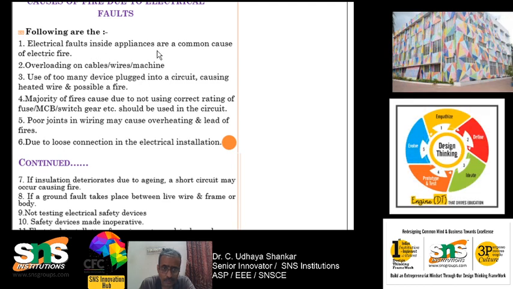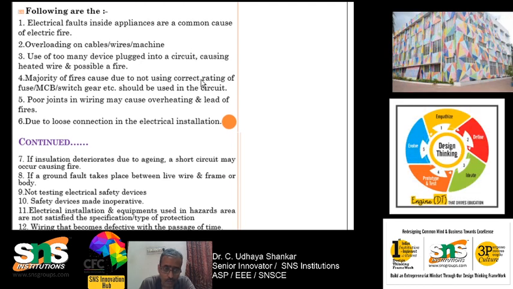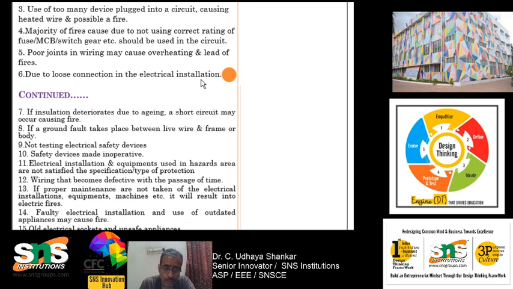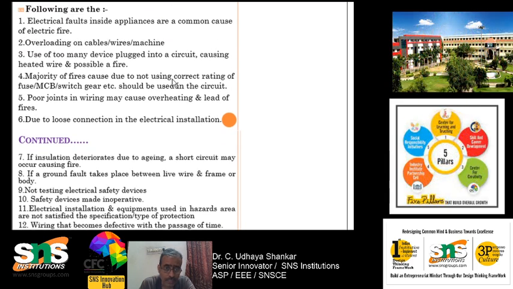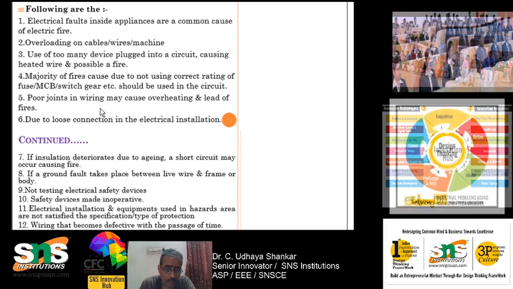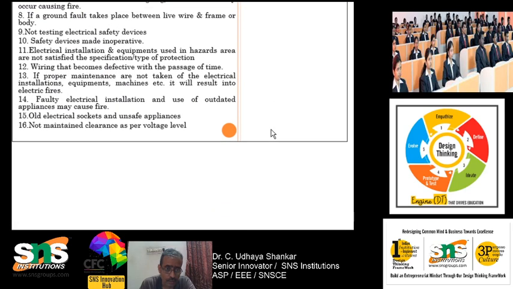The electrical faults inside the electrical appliances are the most common cause of electrical fire, and overloading of the cables also may be a cause, and many devices plugged simultaneously into the circuit also result in fire. And the majority of fires are because of not choosing the correct rating of the fuse and MCB, and poor joints also lead to fire, and loose connections may also lead to fire.